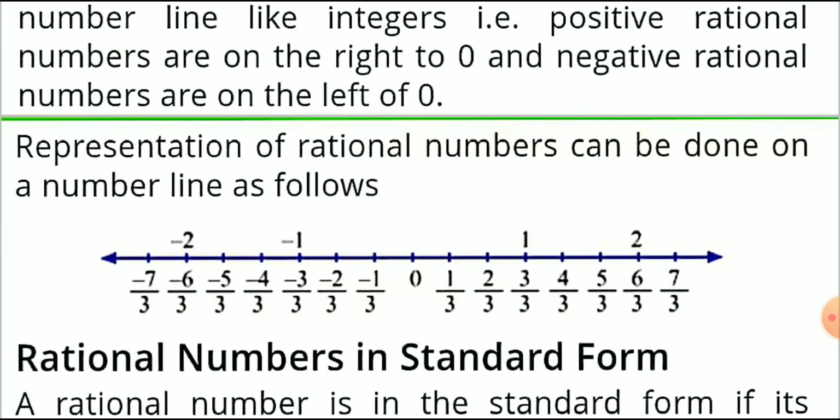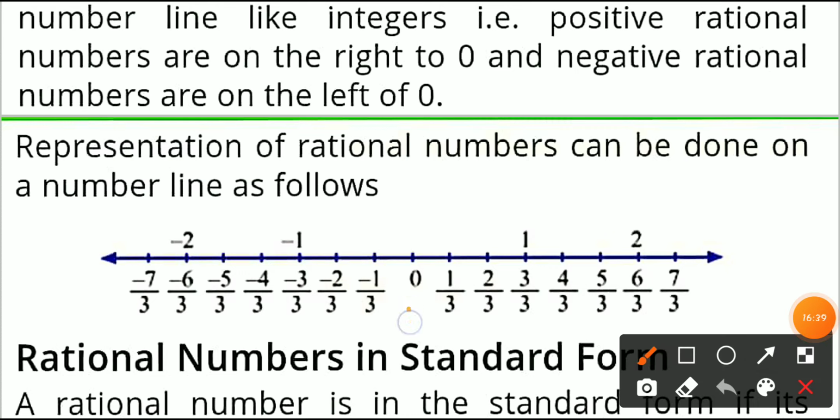See one example. Representation of a rational number can be done on a number line as follows. Here you can see this is 0, 1, 2. Between 0 and 1, we represented two rational numbers. Here also we represented two rational numbers. Like this you can represent 10, 20, 30, up to infinity rational numbers between two integers.